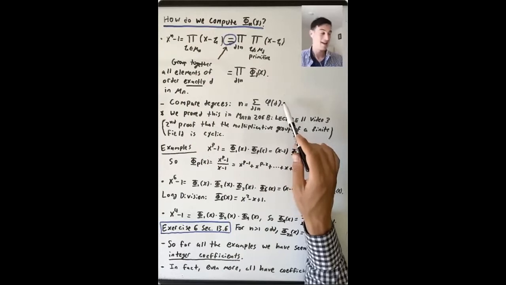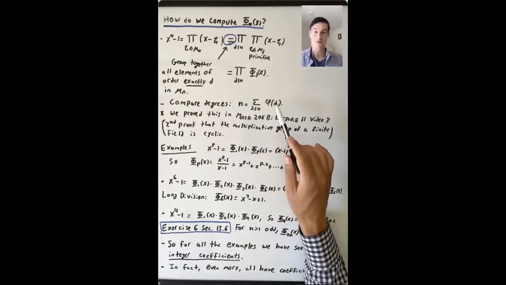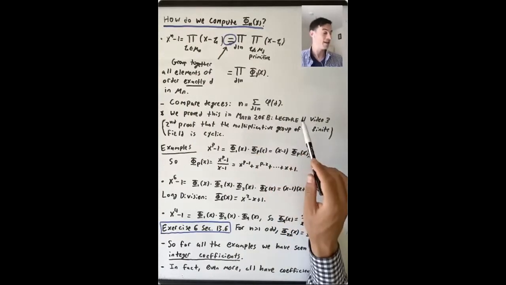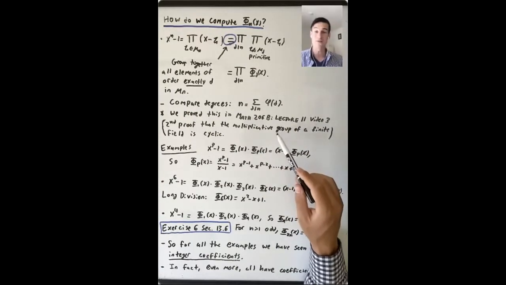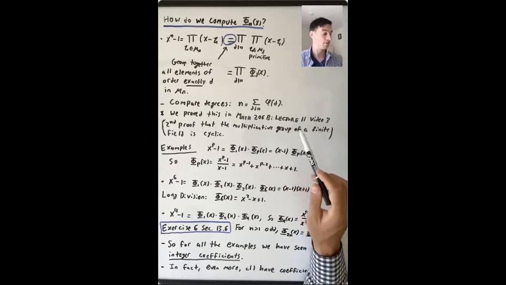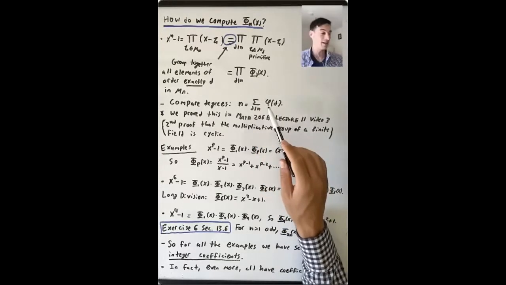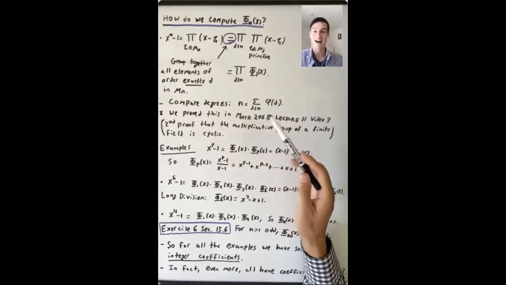And I'll point out that we already proved this in Math 206b, lecture 11, video 3. This was part of the second proof that we gave that the multiplicative group of a finite field is cyclic. So I encourage you to look back at that argument, and you can compare how these relate.